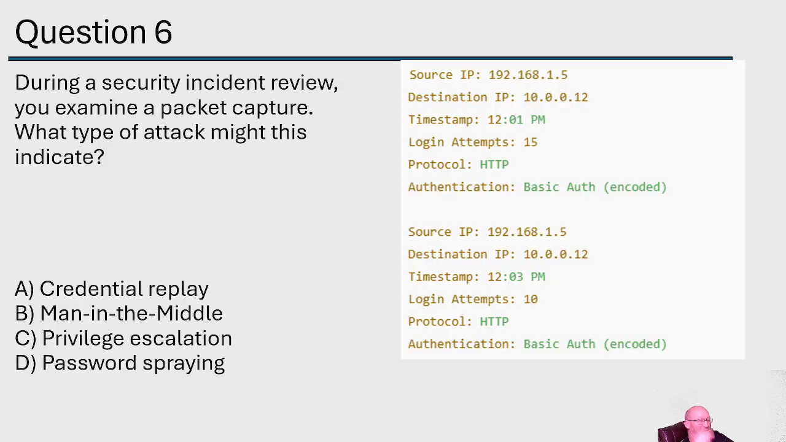All right, question number 6, our bonus question. During a security incident review, you examine a packet capture. What type of attack might this indicate? And we have our source IP, our destination IP.